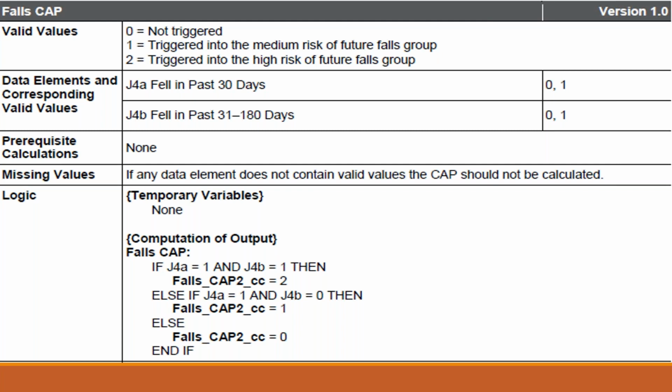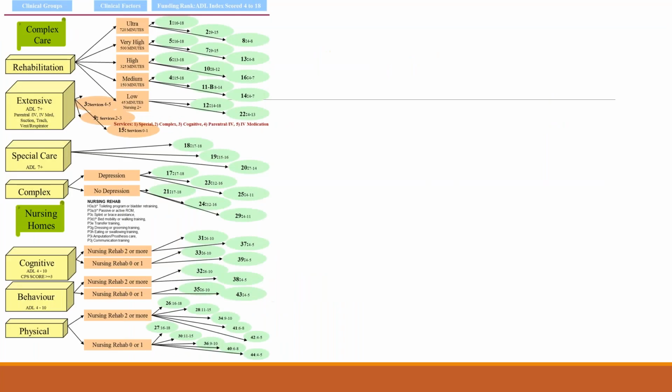Now the last thing is we've seen how it looks from a quality point of view, from a risk point of view with the RAPS, from a risk point of view with the CAPS, the clinical assessment protocols. And then we have the funding model. And this particular item, J4A, fell in 30 days, does not impact the funding model at all. So there's 105 different items that all could put you at a different funding level, but falls is not one of the items that have anything to do with funding.